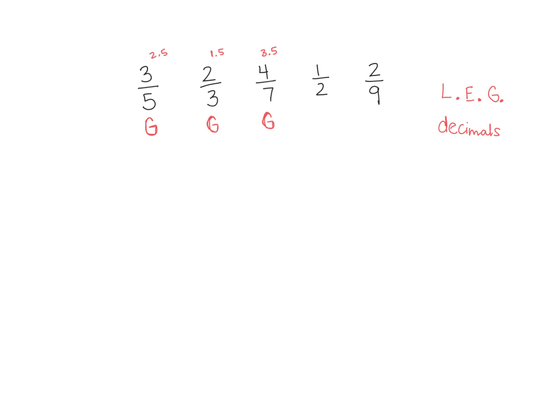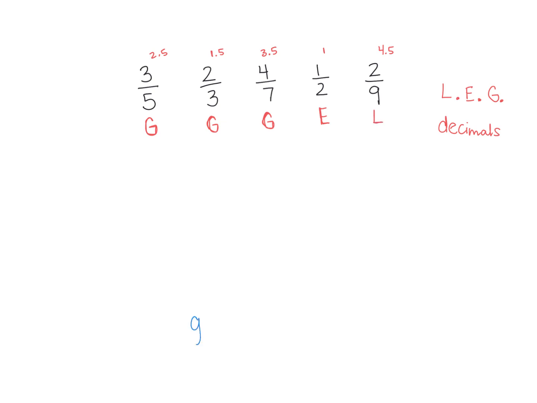The next one, I take 2 and divide it by 2, I get 1. We can see by this fraction that 1/2 is equal to 1/2, so it gets an E. And finally, the last one, when I take 9, I divide it by 2, I get 4 and 5/10. My numerator 2 is less than 4 and 5/10, so it gets an L.